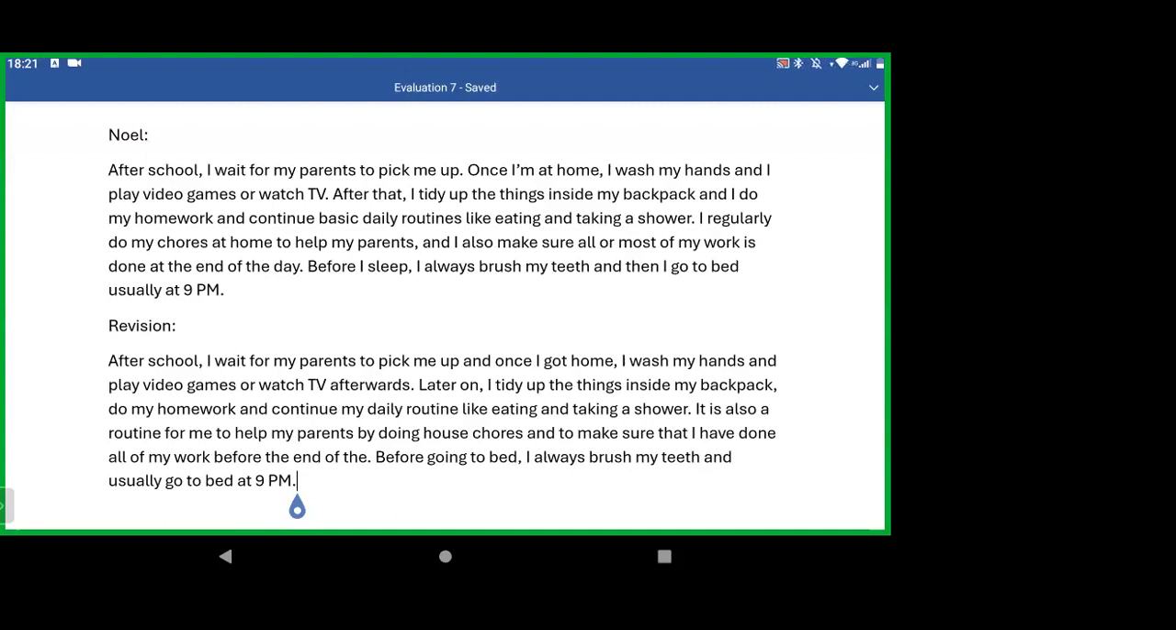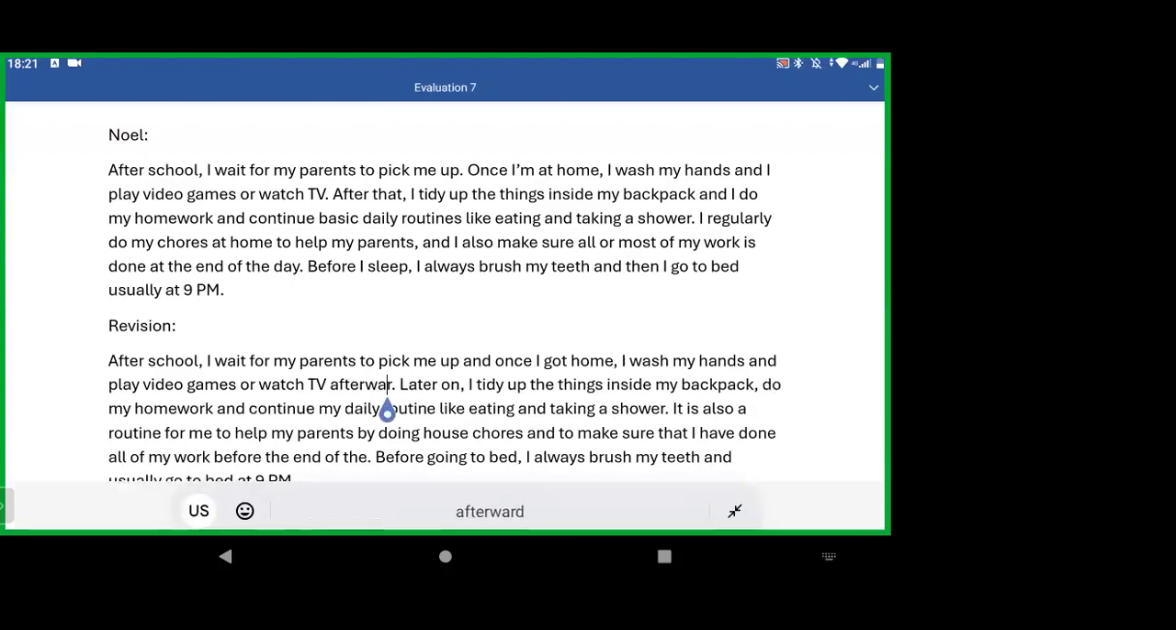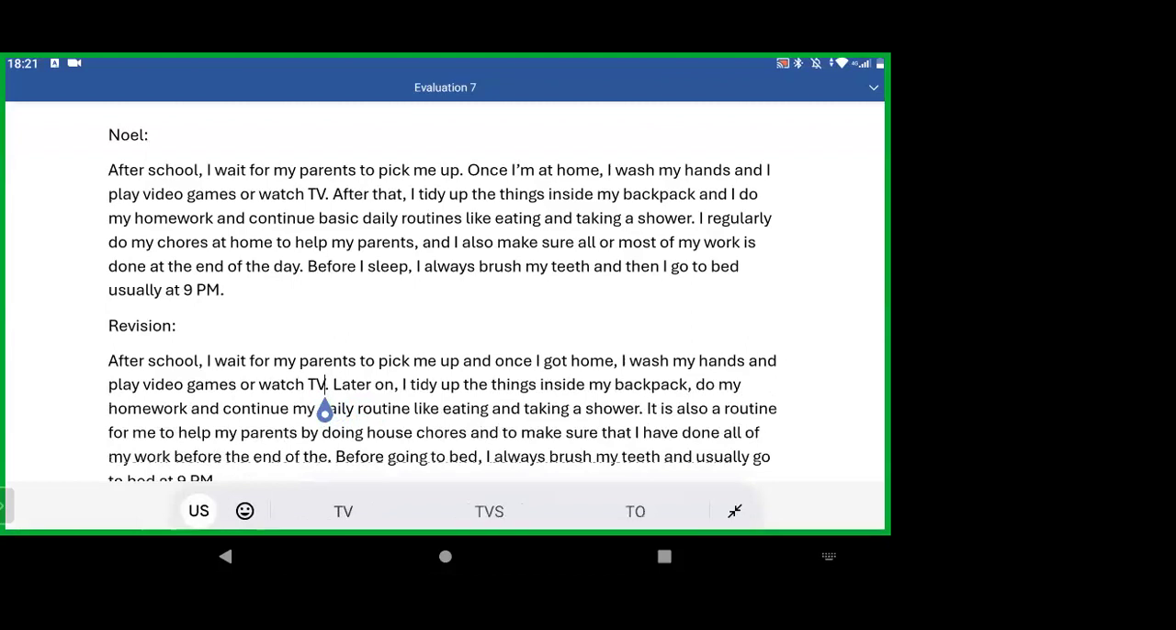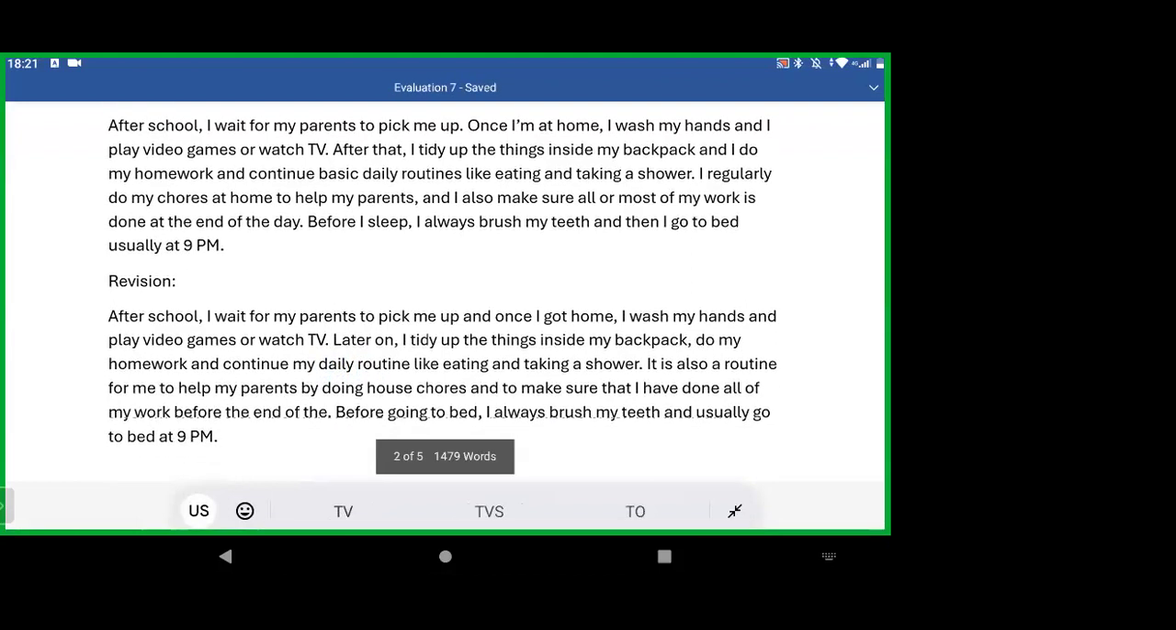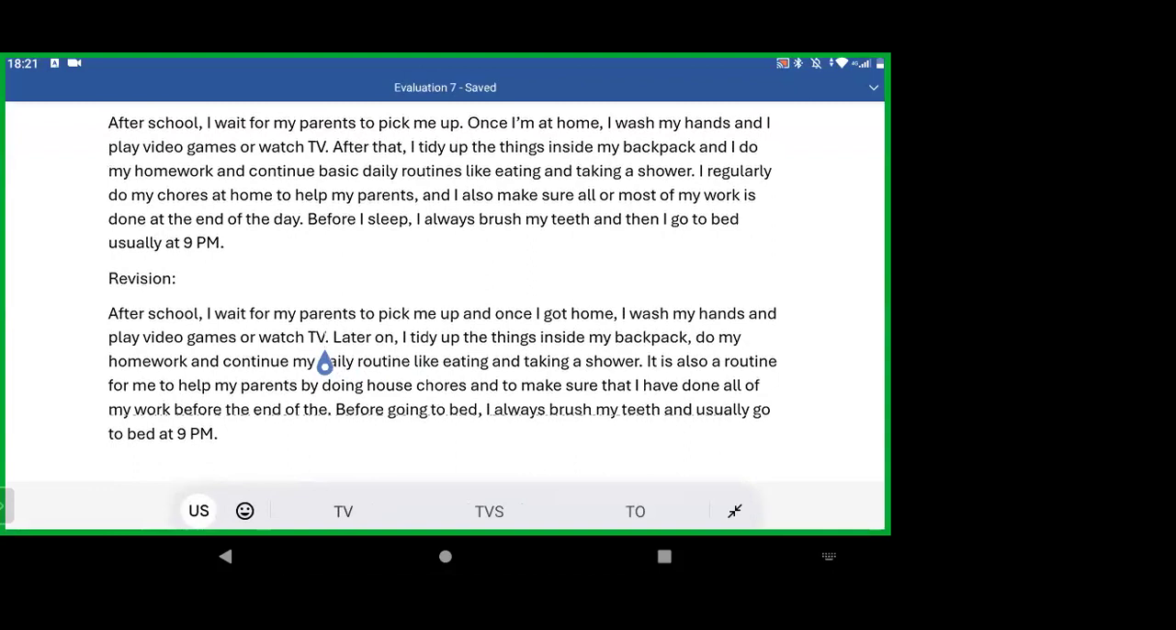So still using the same one. Once I got home, wash my hands, watch TV. So I don't think the word afterwards is necessary here. So you can just, there we go: once I got home, I washed my hands and play video games or watch TV. And then this one, after that. So it's basically the same. After that, later on, it's the same.